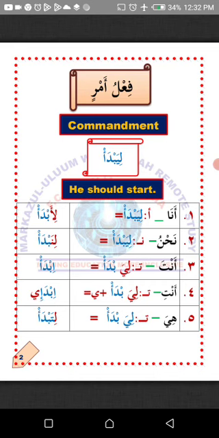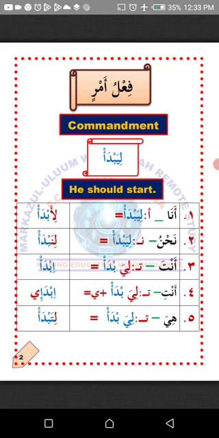Ba'un being the first letter, and dalun is the second letter. Since dalun is taking fatha, and the opposite of fatha in Arabic is kasra, we give the borrowed alif kasra. So the verb liyabdah will now become ibdah, which means you should start, commanding a single male person.